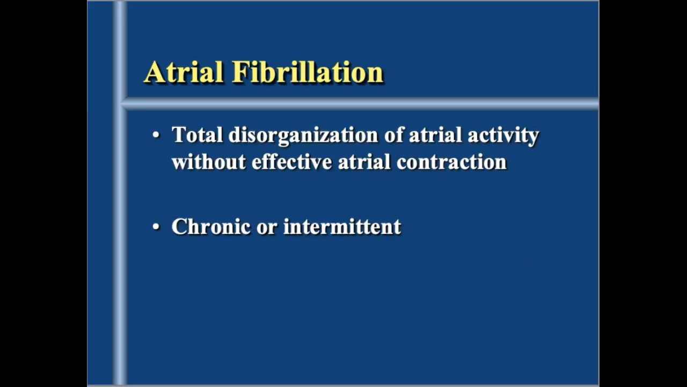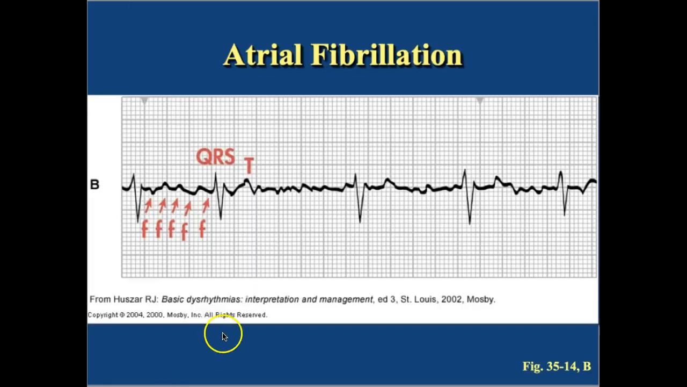So atrial fib is basically a total disorganization of atrial activity. There's no effective atrial contraction. It can be chronic, it can be intermittent. You'll see both kinds. This is kind of interesting because it looks like a little bit of flutter that's deteriorating into AFib, and you can see there are no identifiable P waves here, right? They're just this irregular pattern. There's nothing you can read.